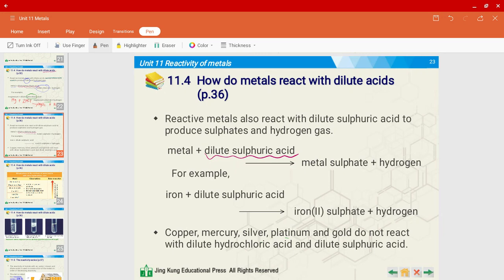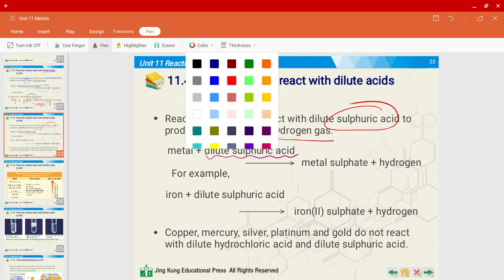Now let's look at the second type: metals reacting with sulfuric acid to get sulfate and hydrogen gas. So this is also a salt. Metal sulfate is also a salt.